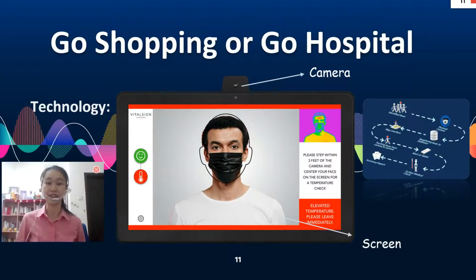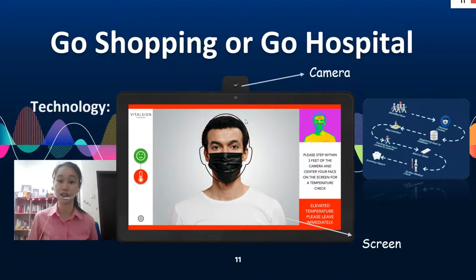And then you can see right here the technology that we are trying to show you. This is the screen, and then you have the camera right here. This is how it operates, and then you can see the LCD, which will be telling you which situation you are in right now, your temperature.